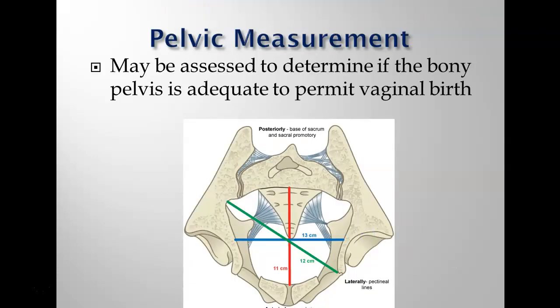So when we're doing a pelvic measurement, this could be used to determine if the bony pelvis will seem adequate enough to permit a vaginal delivery. And you can see this cross-sectional view where we take a measurement using our hand of these diameters to see if the head would fit properly through this bony pelvis.